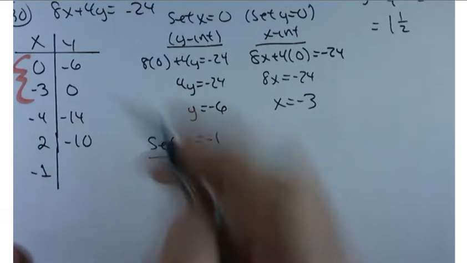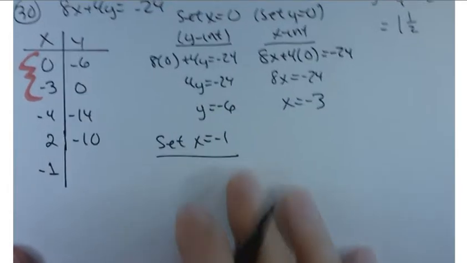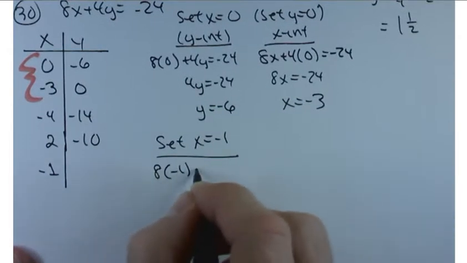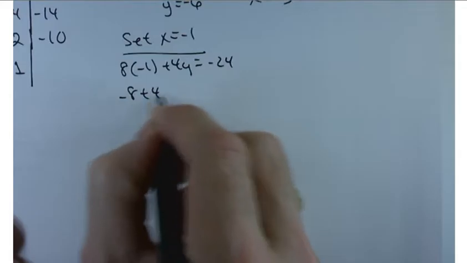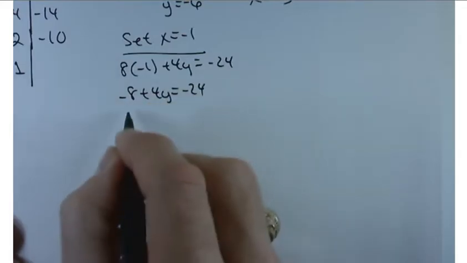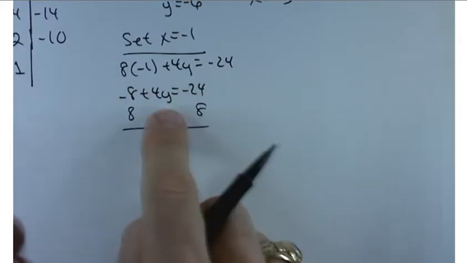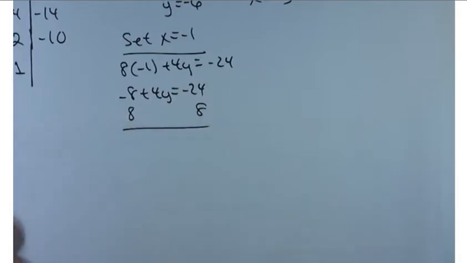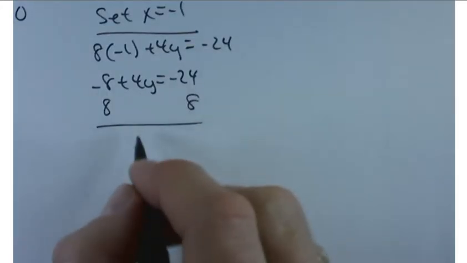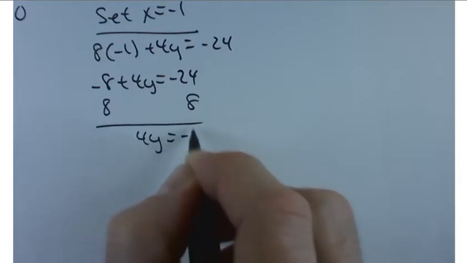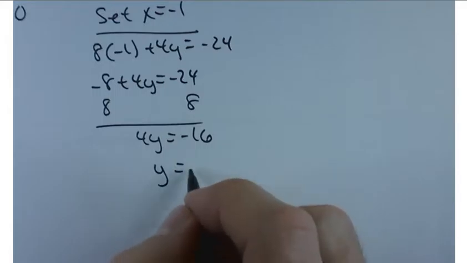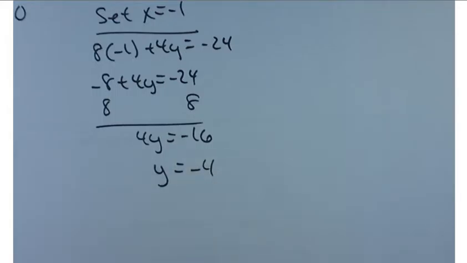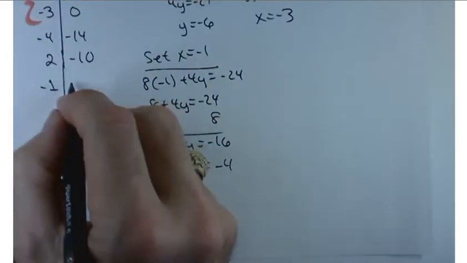Let's see what happens. 8 times negative 1 plus 4y equals negative 24. So it's negative 8 plus 4y equals negative 24. To solve for y, I'll get rid of the 8, so I'll add 8 to both sides. 4y equals negative 16. What does y equal? Negative 4. So now I have something that I think will graph a little bit easier: negative 1 and negative 4.